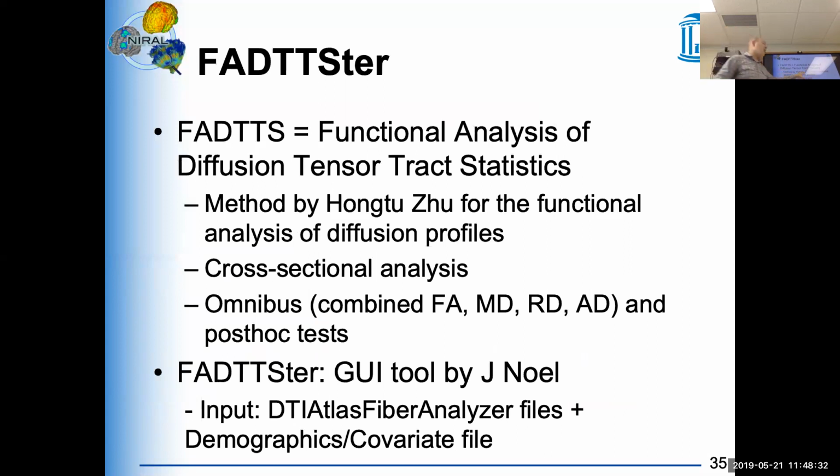Now, because these are local tests, they have to be corrected for multiple comparison. And that's also where your choice of sampling comes in, because now we're correcting for how many tests we do. The finer we sample the tract, the more locations we're going to be analyzing, the more correction we have to do. So for this part, it's good not to sample your tracts too finely.